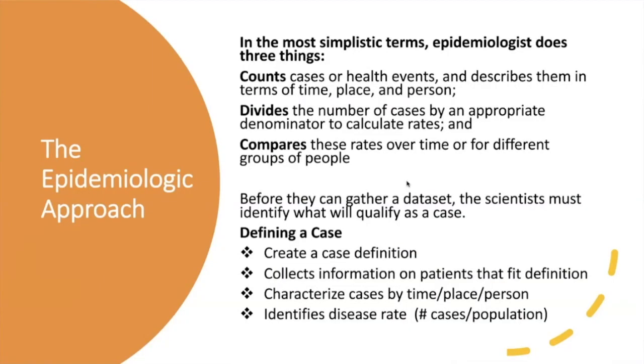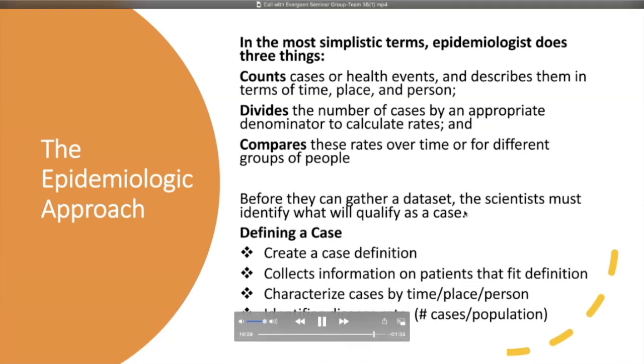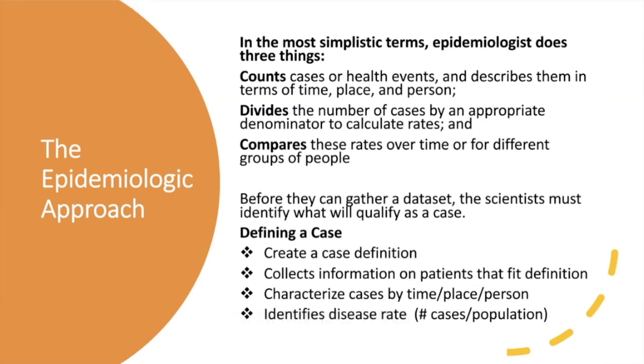The epidemiologic approach, in the most simplistic terms, does three things: counts cases or health events and describes them in terms of time, place, and person, divides the number of cases by an appropriate denominator to calculate rates, and compares these rates over time for different groups of people.